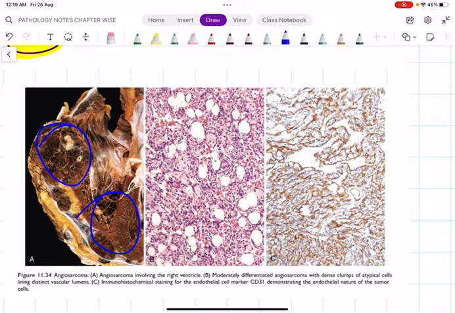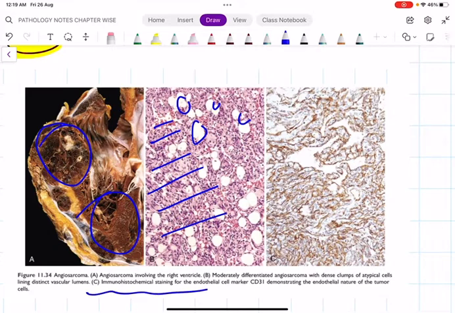We have well differentiated, moderately differentiated and poorly differentiated types of angiosarcoma. These are the three histological variants. Well differentiated means it almost resembles a normal blood vessel. Here it is moderately differentiated because only some areas resemble normal cells. The rest of the areas are different. And poorly differentiated means you can't identify that it is a normal blood vessel.